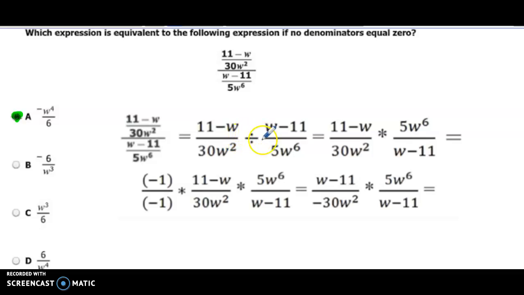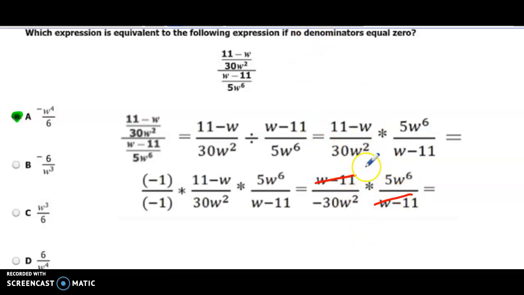And then remember, we can't divide fractions, so we have to flip: keep, change, flip. So I keep the first fraction, change this to multiplication, and I flip the second fraction. Now I'm going to take a negative out of both of these. So when I take a negative out, then that means that this is going to switch. So I'm going to have a positive W minus 11. And down here, I'm going to have a negative 30W squared. And the reason I did that is so that when I look here, these two things are the same. So when they are the same, I can physically cancel those out.